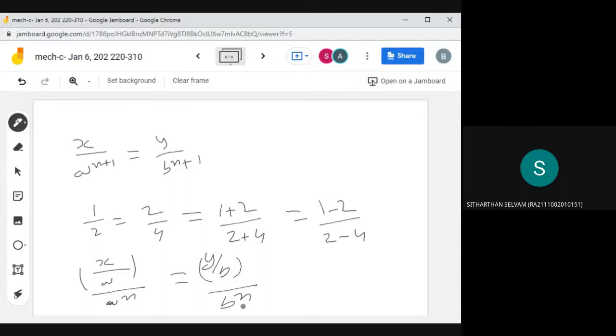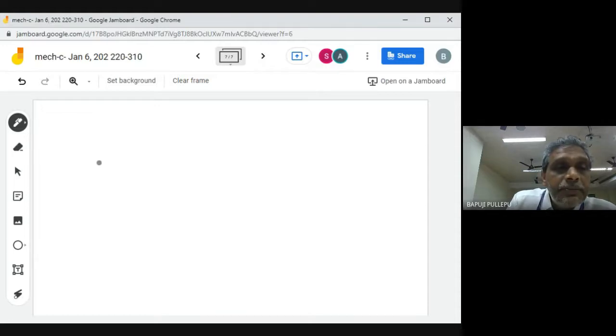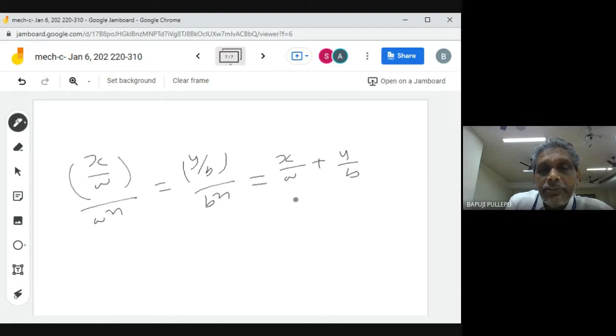Clear? Yes, sir. So this fellow is equal to, how can I write? You see, nicely I will write. Already I told you some story previously. (x/a)/a^n = (y/b)/b^n. Each ratio I can write as x/a plus y/b. Now I just gave the example: 1/2 = 2/4 = (1+2)/(2+4), 3 plus 4, like this. Correct or not? a^n plus b^n.